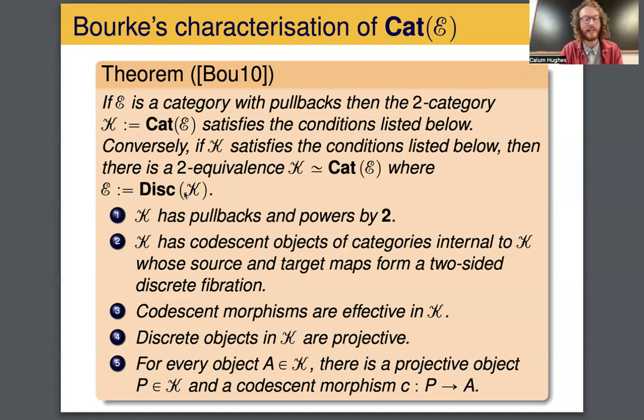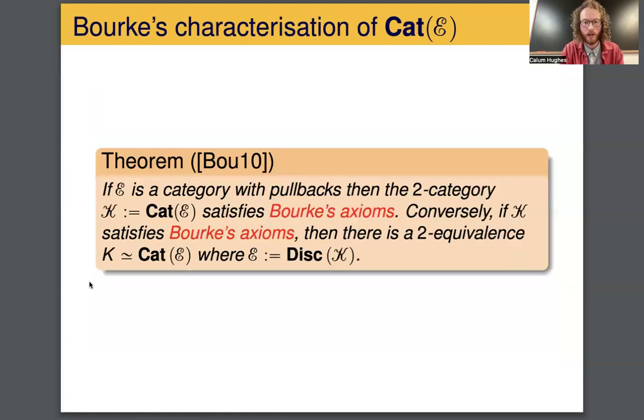These are the objects in K such that 2 cells out of them are identities. So in cat, these are sets, and in cat E, these are objects V. Okay, so I don't necessarily have time to talk about these conditions, and they're quite technical. Maybe I should just say that these are exactness conditions to make K into an exact 2 category. But we're just going to package them up and call them Burke's axioms for now, especially as we are running out of time.